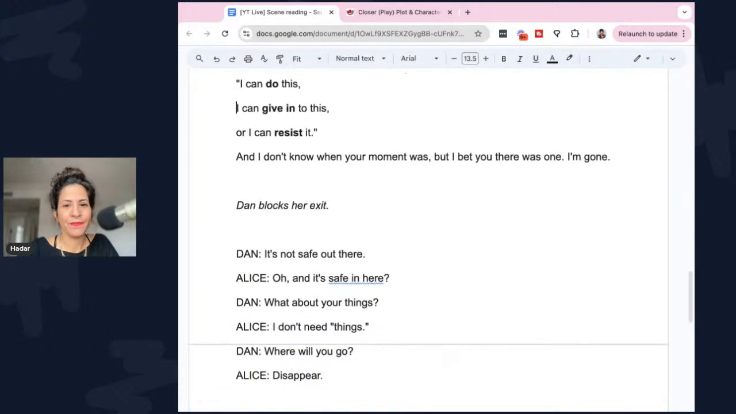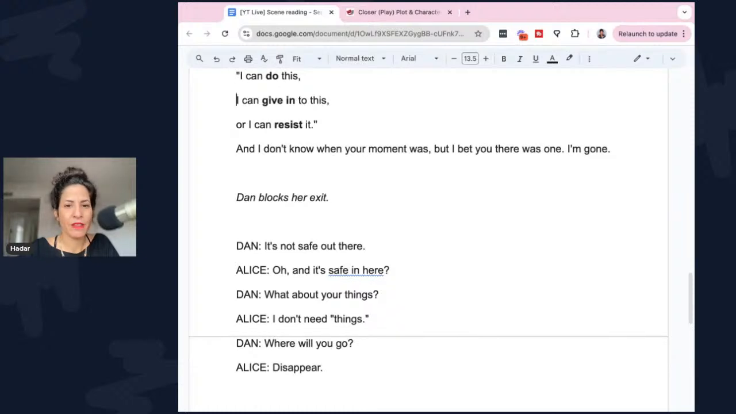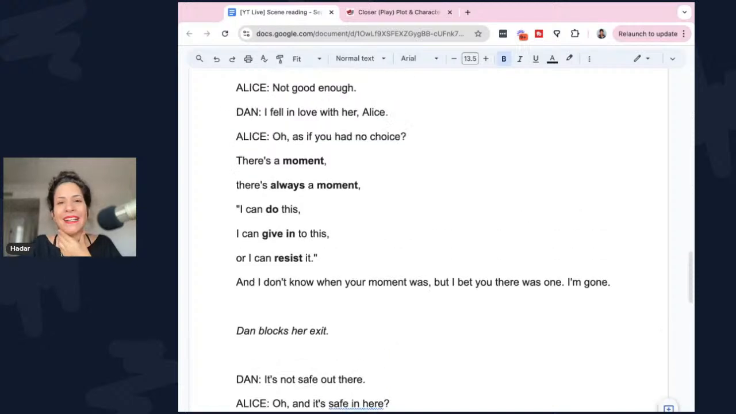I'm gone. Dan blocks her exit. It's not safe out there. Oh, it's safe in here? Question. It's not safe out there. Statement. Oh, and it's safe in here? Question. What about your things? I don't need things, right? So we have repetition of a certain word here, so we want to highlight it with our voice. What about your things? I don't need things. Where will you go? Disappear. End of scene.